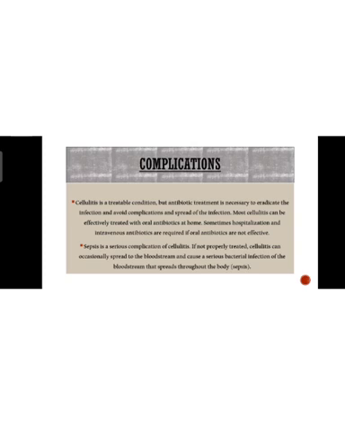Sepsis is a serious complication of cellulitis if not properly treated. Cellulitis can occasionally spread to the bloodstream and cause a serious bacterial infection of the bloodstream that spreads throughout the body. That condition is known as sepsis.